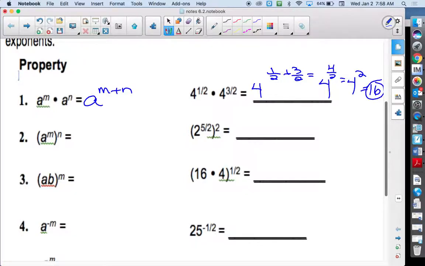So that's completely simplified when you get it down to a number that cannot be broken down any further. So we don't want to leave it as 4 squared. We want to break it down as far as it can go.